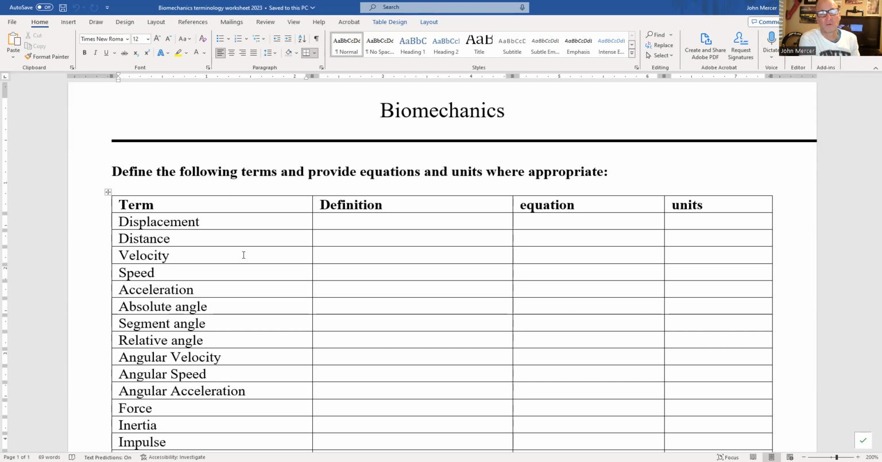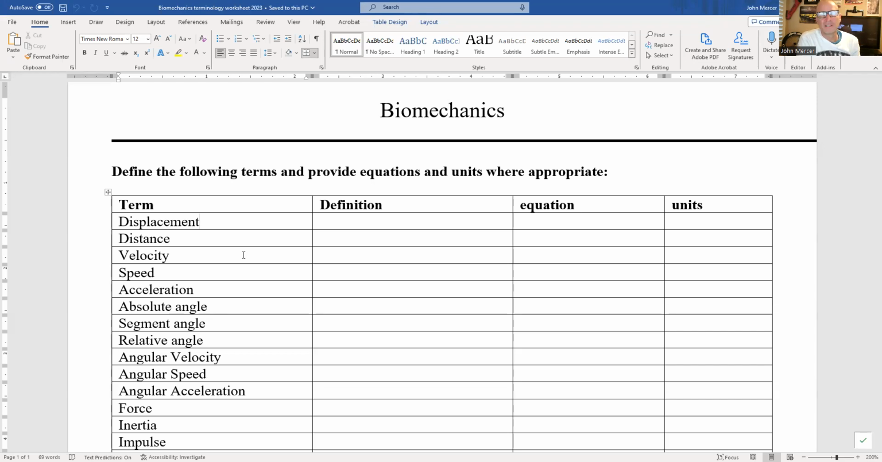Angular distance is the total change in rotation of an object. So if we start doing multiple revolutions of an object, we would start accumulating angular distance. Angular displacement is simply the final angular position minus the initial angular position, and that's a vector. We use the symbol theta to represent both of those. Angular displacement is the vector, angular distance is the scalar. Units are units of radians or degrees. We could also use fractions of a revolution as well.